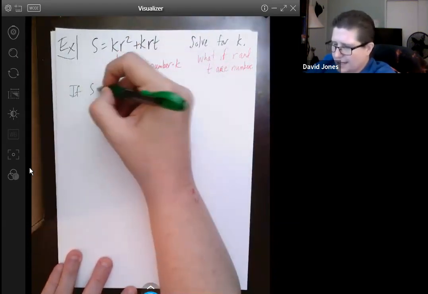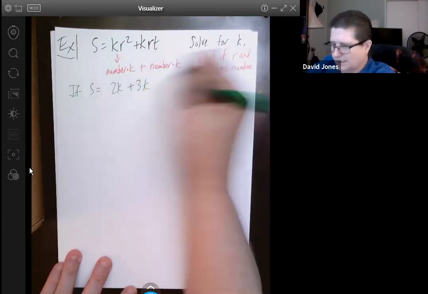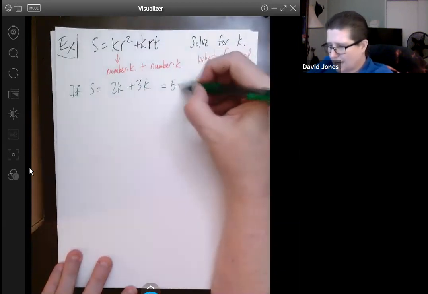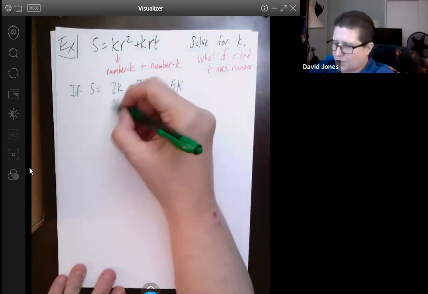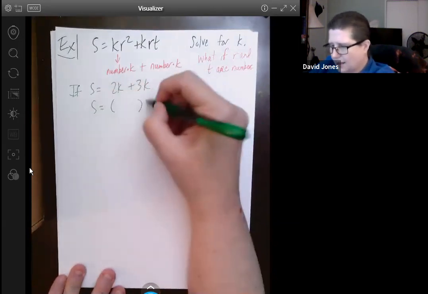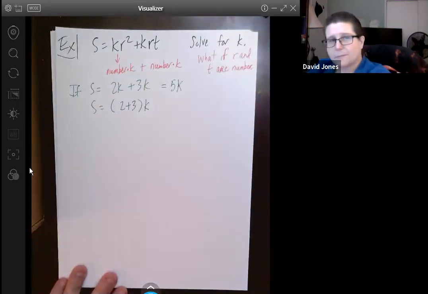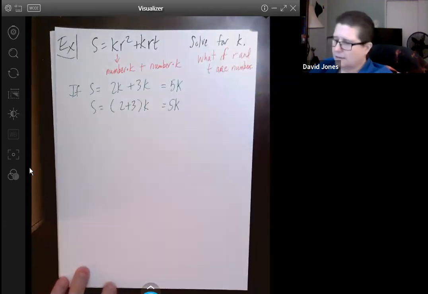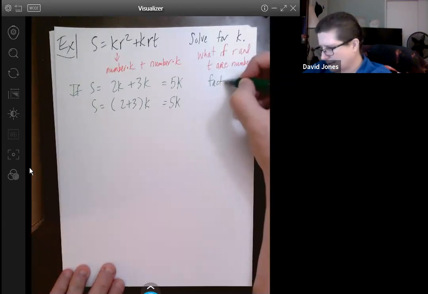If this were s equals 2k plus 3k, we know that would equal 5k when you add them together, right? What you're really doing is you're factoring out the k. We've got 2 plus 3 in parentheses. That equals 5k. So we factored out the k.